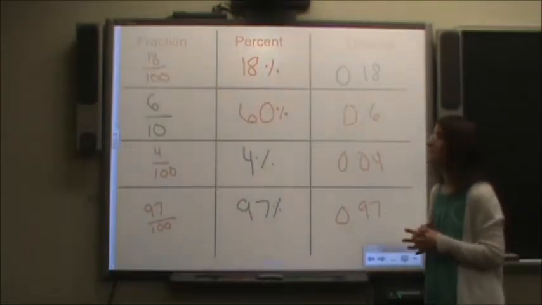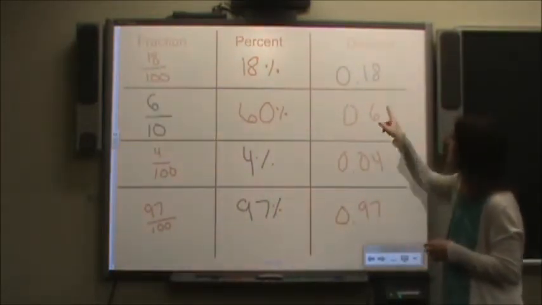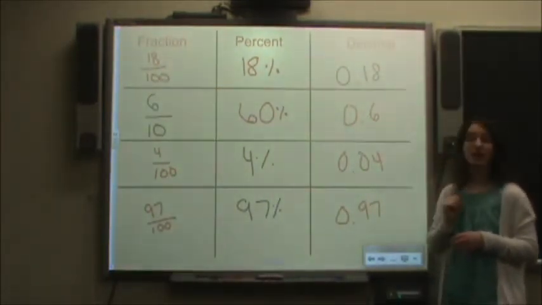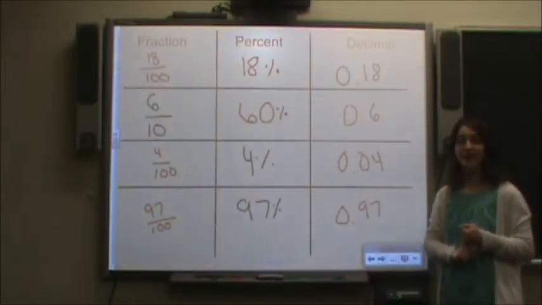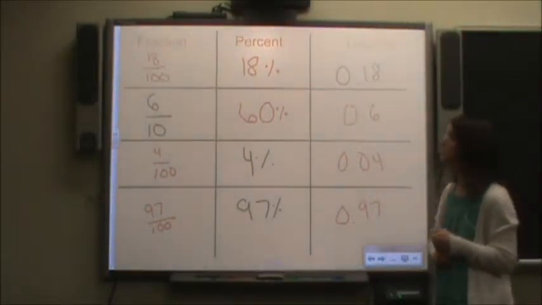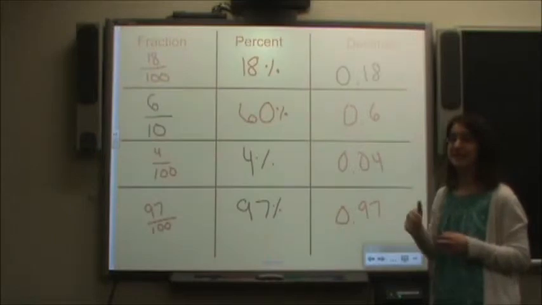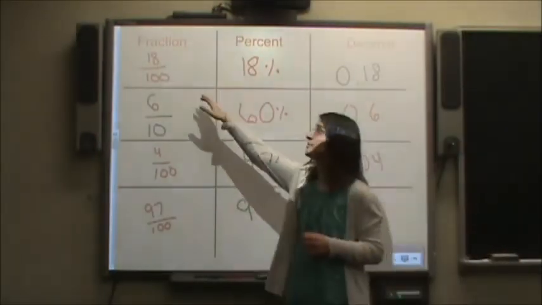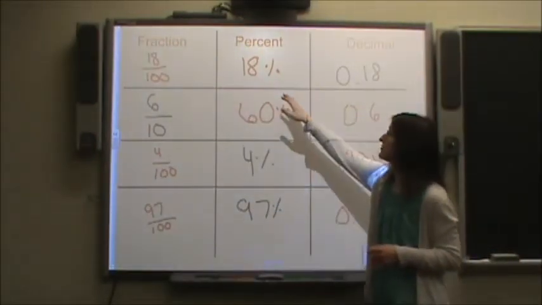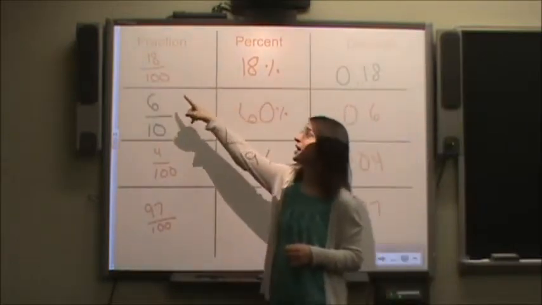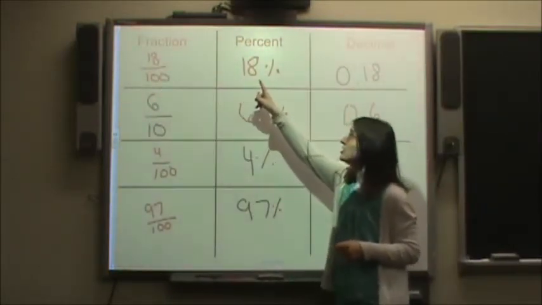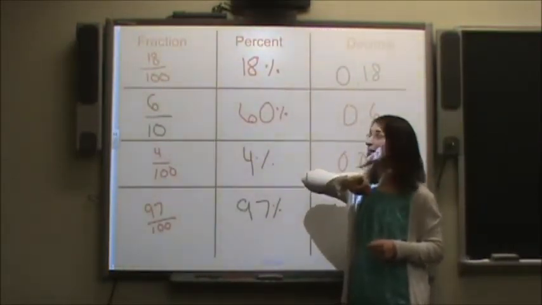So here are the answers. In the top row, I had given you 0.18, or 18/100ths. Well, the way I read that should give you a hint as to what your fraction would be. 18/100ths, 18 out of 100. So that's going to be your fraction. And your percent, because it's over 100, I can automatically switch that to a percent and say 18%.